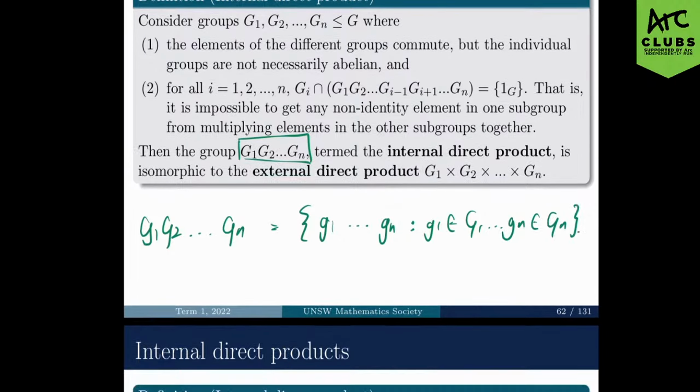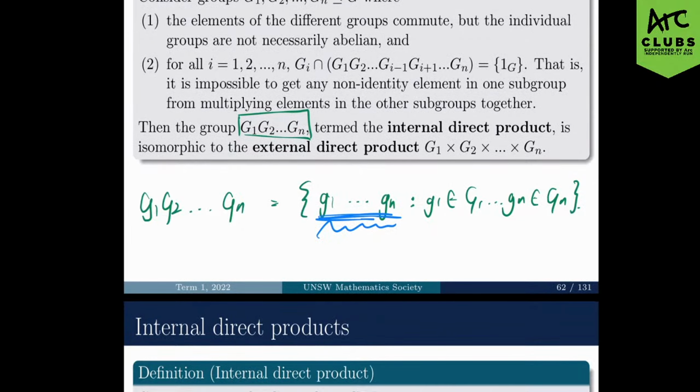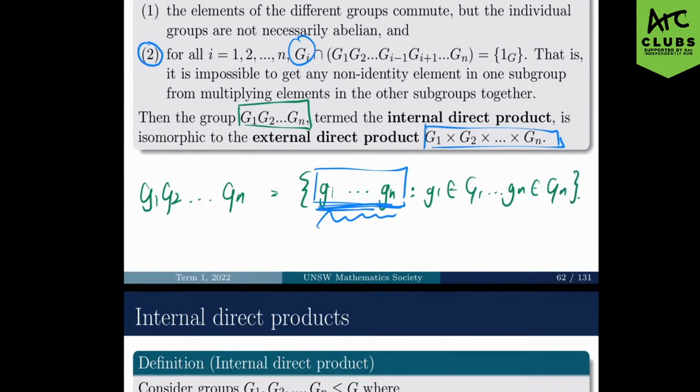Right, and basically what that is, it's the group that you get from multiplying all of the elements together. You can kind of see why it's isomorphic to the external direct product, because in this group, these elements are disjoint, this condition number 2, it means that from all of this information, we can actually recover what G1 is. We can also recover what G2 is. We can recover what G3 is, because none of these elements interact, none of these elements intersect.